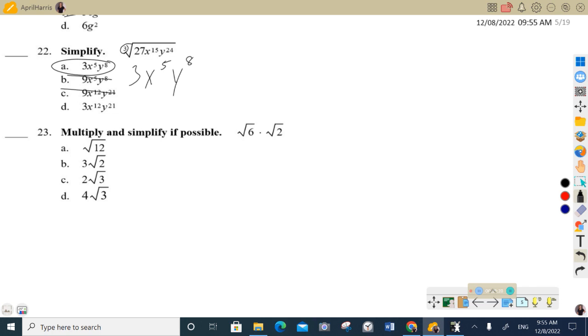Multiply and simplify. So square root of 6 times the square root of 2 is the square root of 12. Now look at choice A. Good distractor. But can 12 be divided by a perfect square? Yes. So that is going to be 4 times 3. So 2 radical 3 is the answer.